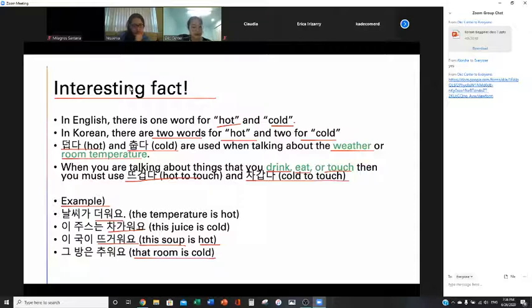Can you repeat after me? 날씨가 더워요. Means temperature. The weather is hot. 이 주스는 차가워요. So this one you use 차가워 instead of 춥다 because this one you can drink.